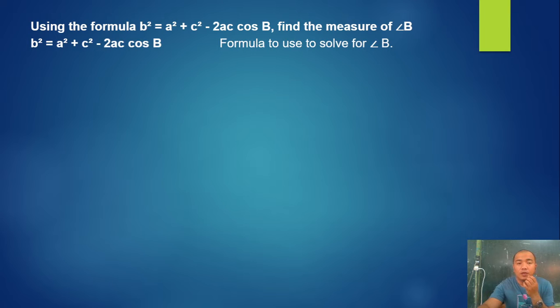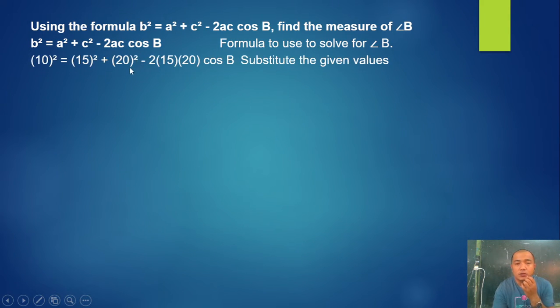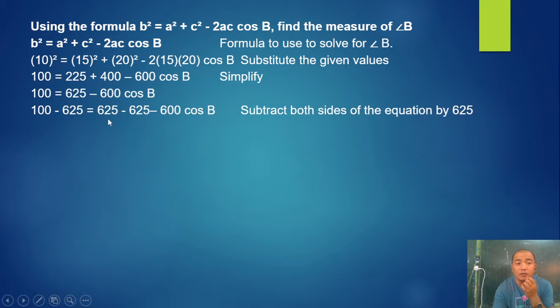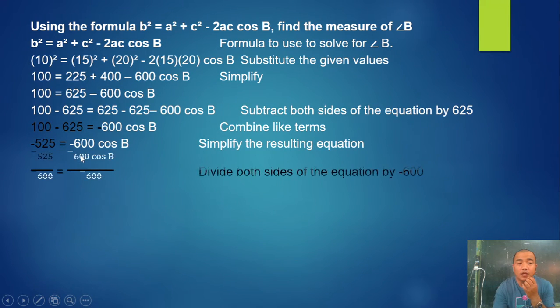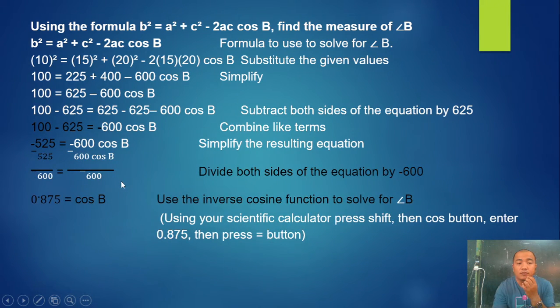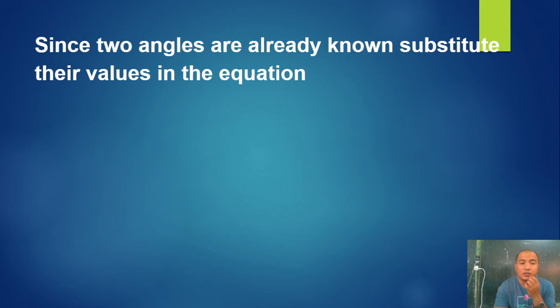So for the measure of angle B, we use the formula where it has cosine B. B squared equals A squared plus C squared minus 2AC times cosine B. Substitute the given values. 100 minus 225 minus 400 divided by negative 600. That is what you will do. Divide both sides by negative 600. Cosine B is equal to 0.875. Then get the shift cosine of 0.875, 28.96 degrees.